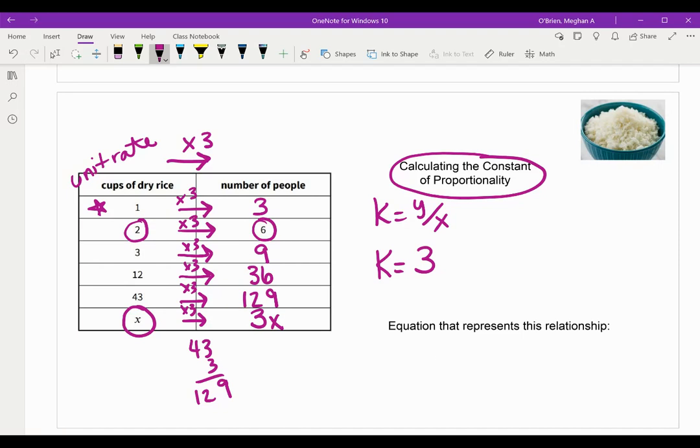And the equation that represents it, again, we use the form y equals kx. So the equation would be the y value is equivalent to 3 times the x value, all throughout the table. And it's proportional because that will hold true throughout.